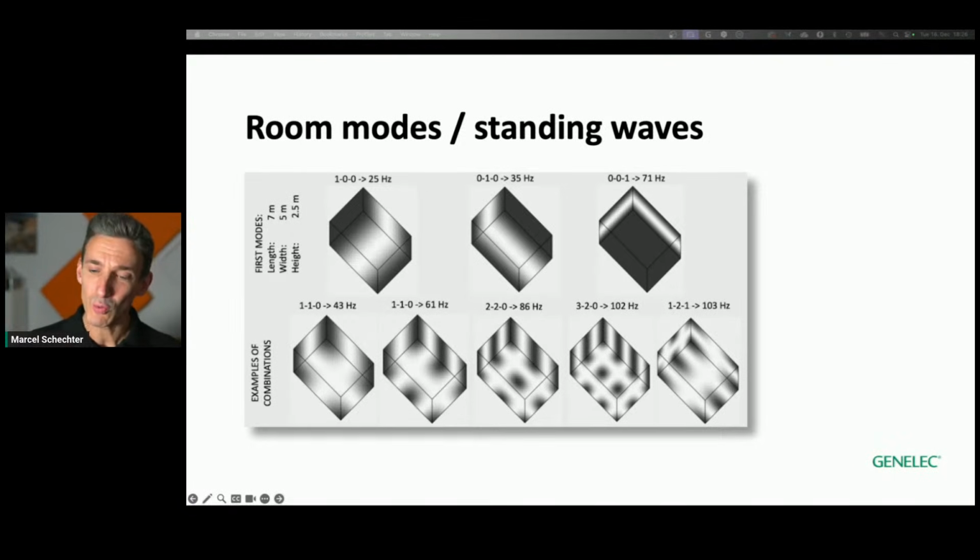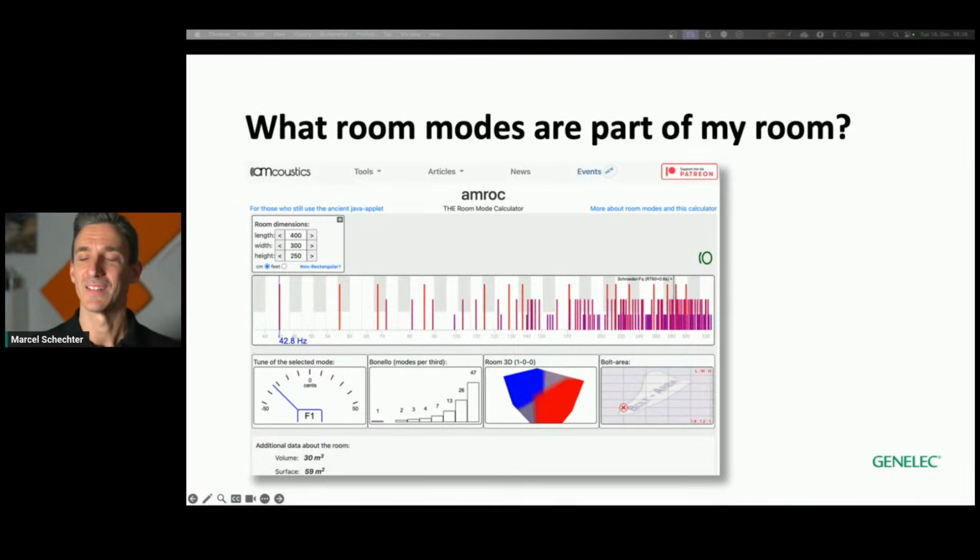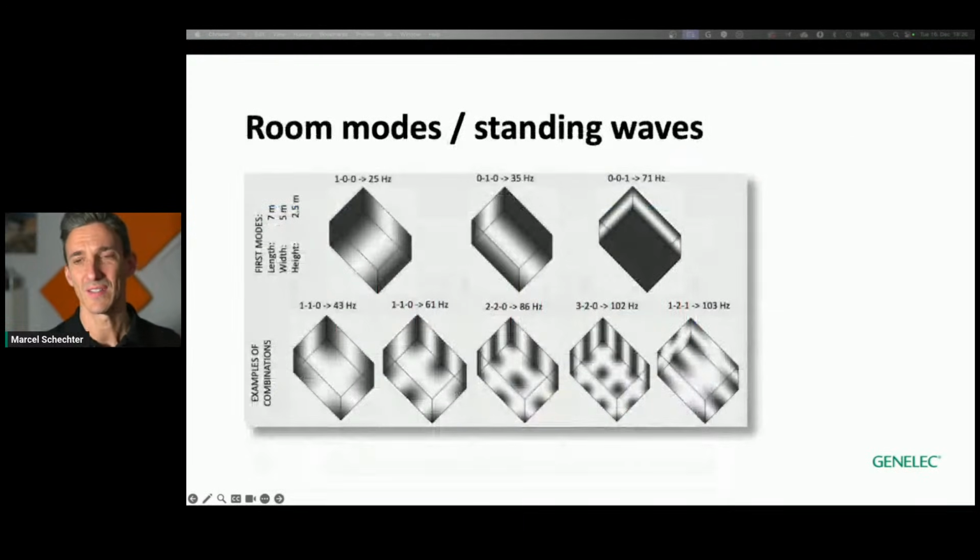In case you don't want to calculate all of these on your own, there is a wonderful calculator. I should show this before that. It's called AMROC. By the way, we will, of course, paste the links from this webinar into, for example, the description in YouTube, then you can easily find them. This is a very, very useful tool because, first of all, you can visualize modes.